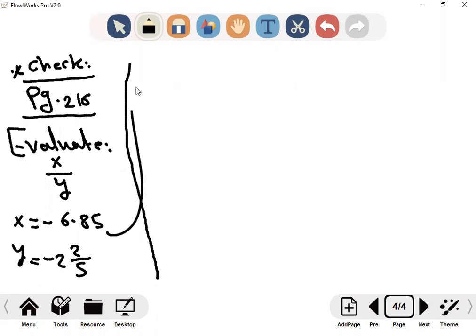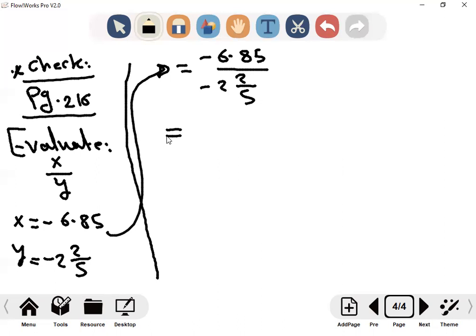Now here, x over y equals x, which is negative 6.85, replace it, over y, which is negative 2 and 2 over 5. First, here you have negative divided by negative, right? So the answer is positive. So no need to put the negatives in your next steps. It's positive at the end anyway, right? So here equal.